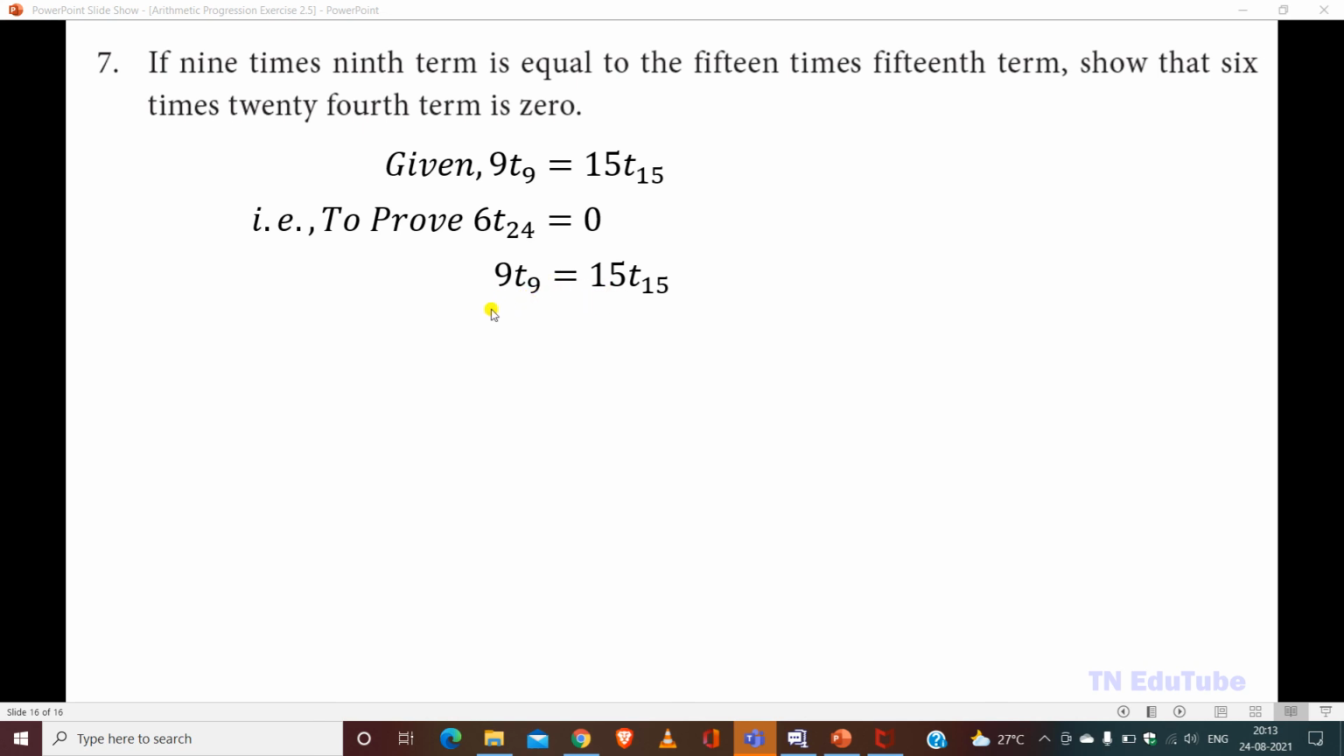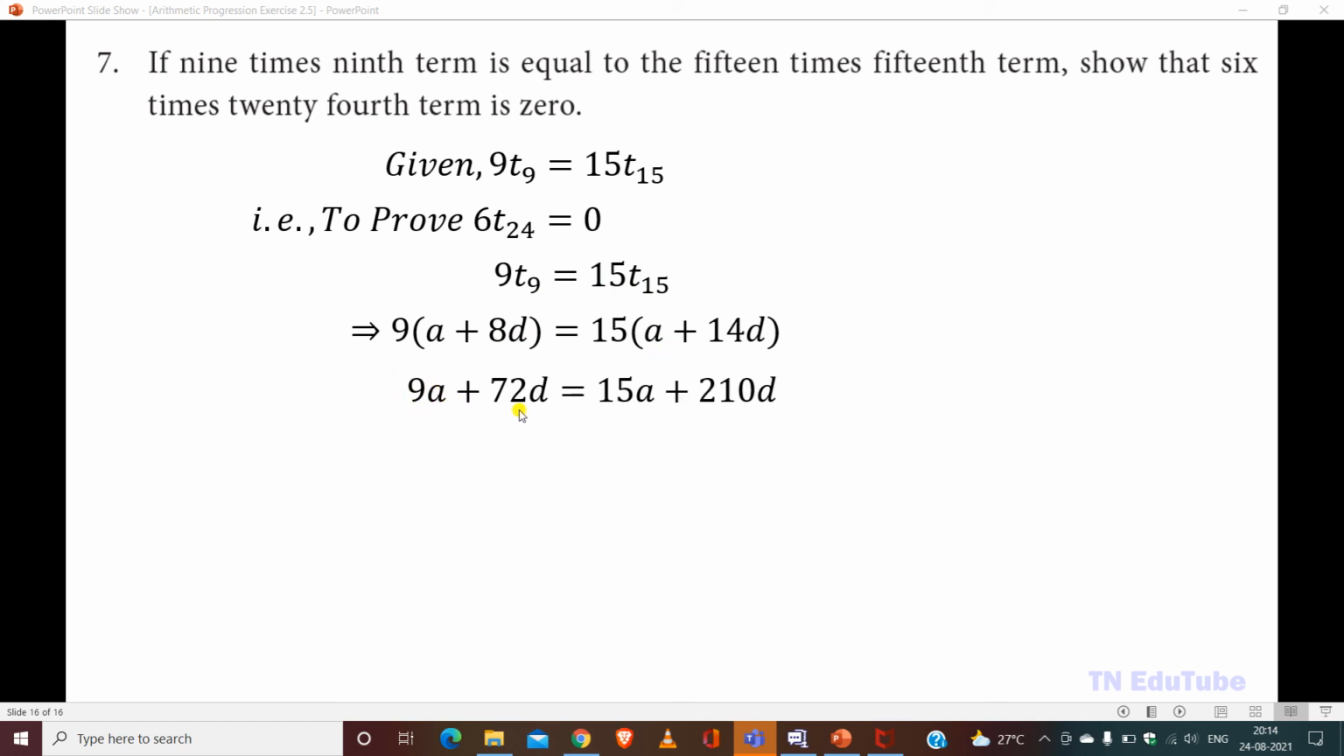We know that Tn is equal to A plus n minus 1 into D. So you have to apply that. So 9 into T9 means A plus 9 minus 1, that is 8 into D. 15 into the 15th term, that is A plus 15 minus 1, that is 14 into D. Multiplying inside with 9, you get 9A plus 72D equal to 15A plus 210D. Take everything to one side. 15 is the greater number, so take 9A to the other side. So 15A minus 9A plus 210D minus 72D is equal to 0.